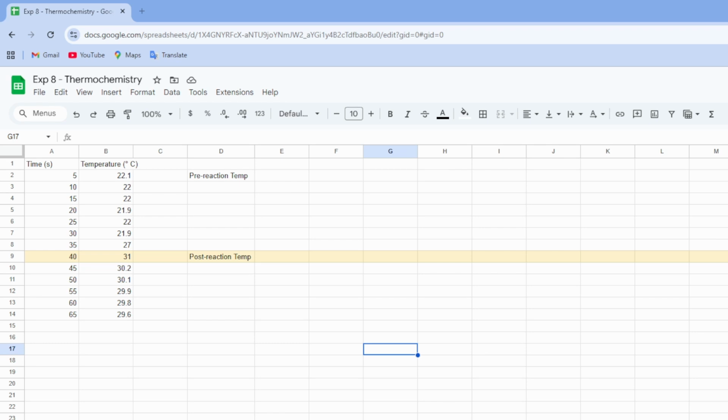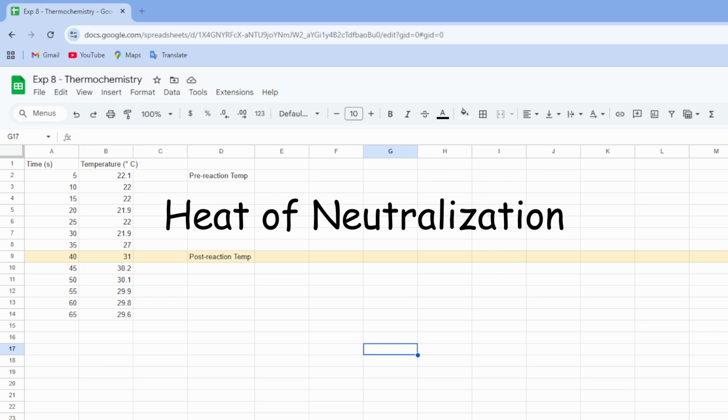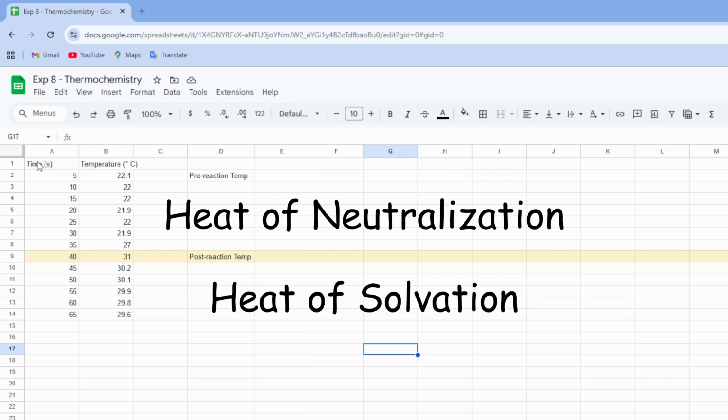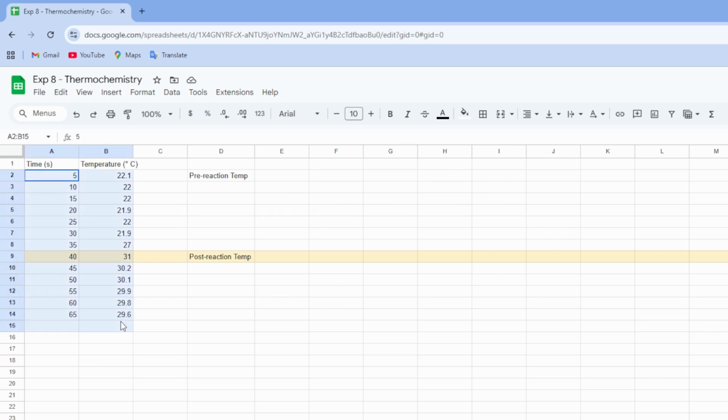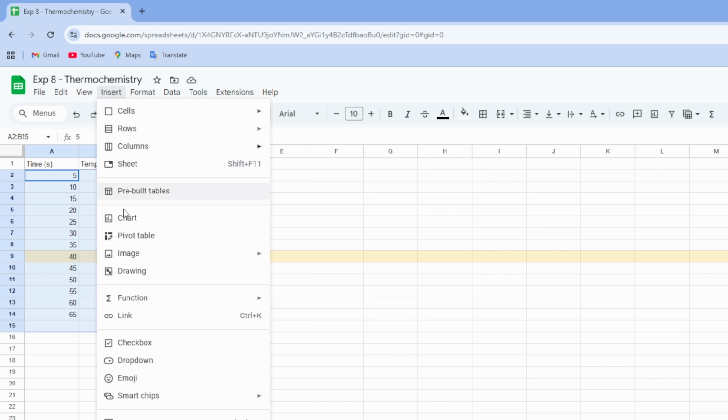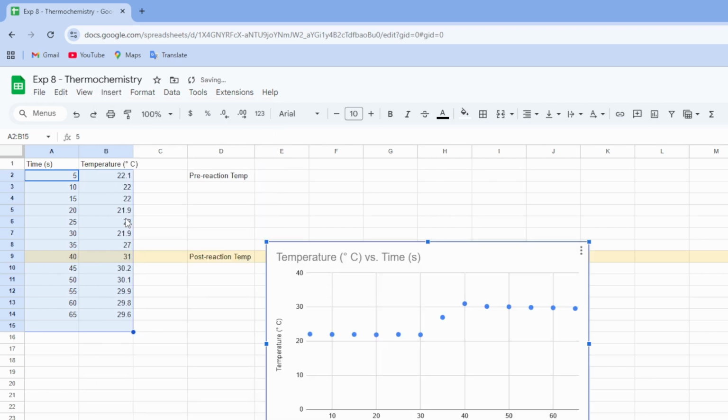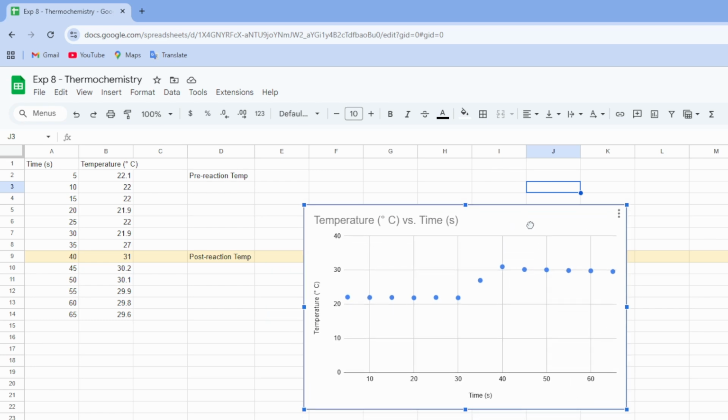So there are two major things you'll be calculating after you've gathered all of your data: heat of neutralization and heat of solvation. While it's great to write these calculations out by hand, at this point in the semester you guys should have a pretty good grasp on dimensional analysis and can track your units and significant figures well.